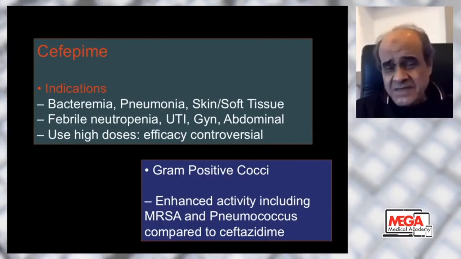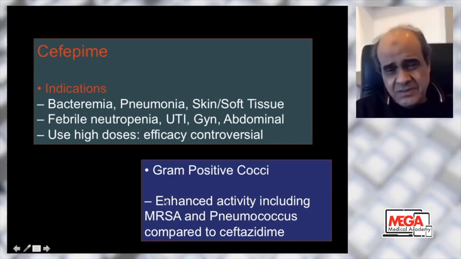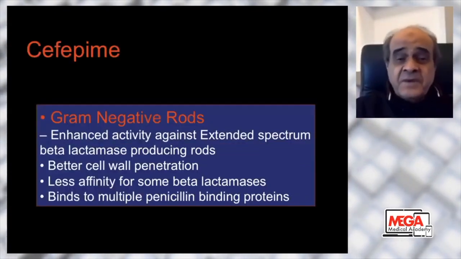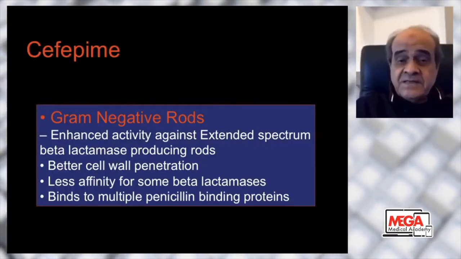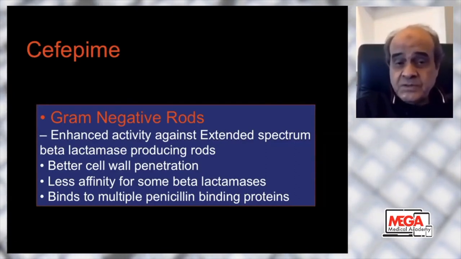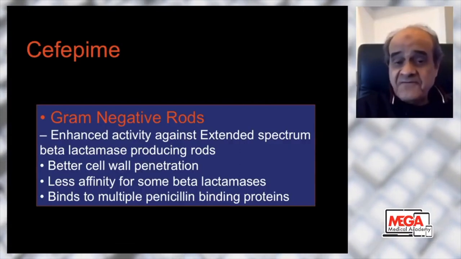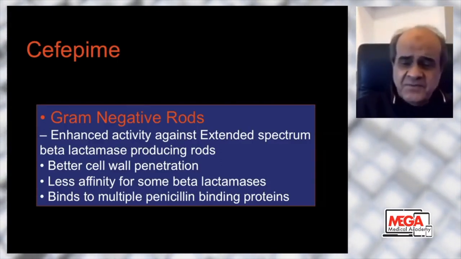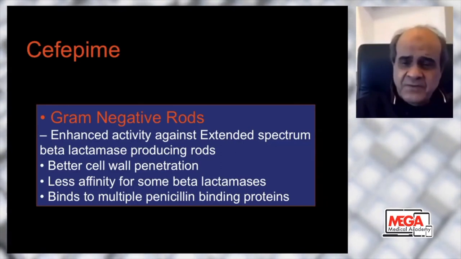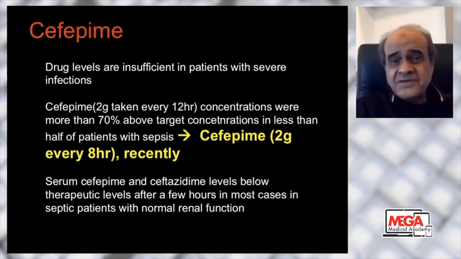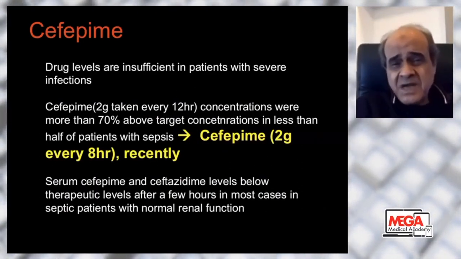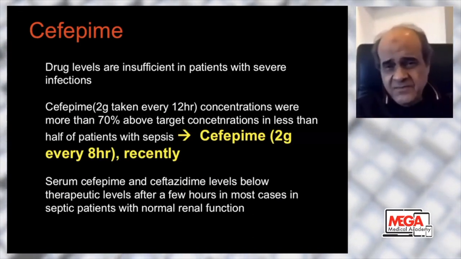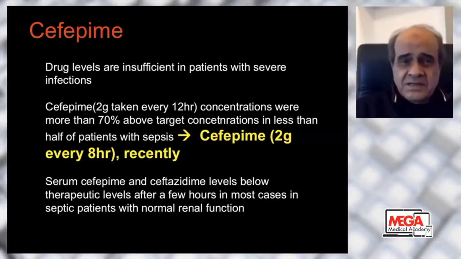About enhanced activity for MRSA, it is questionable, really. Some research supports using it with vancomycin as an enhancing action against MRSA infection. Cefepime also covers gram-negative rods, with enhanced activity against extended spectrum beta-lactamase-producing rods, better cell wall penetration, less affinity for some beta-lactamases, and it binds to multiple penicillin binding proteins. It is a very good drug, and we sometimes depend on it. Cefepime drug levels are insufficient in patients with severe infection. Always in severe infection the drug doses need to be increased, especially cefepime, ceftazidime, and vancomycin. We increase cefepime to 2 grams every 8 hours for highly septic patients.